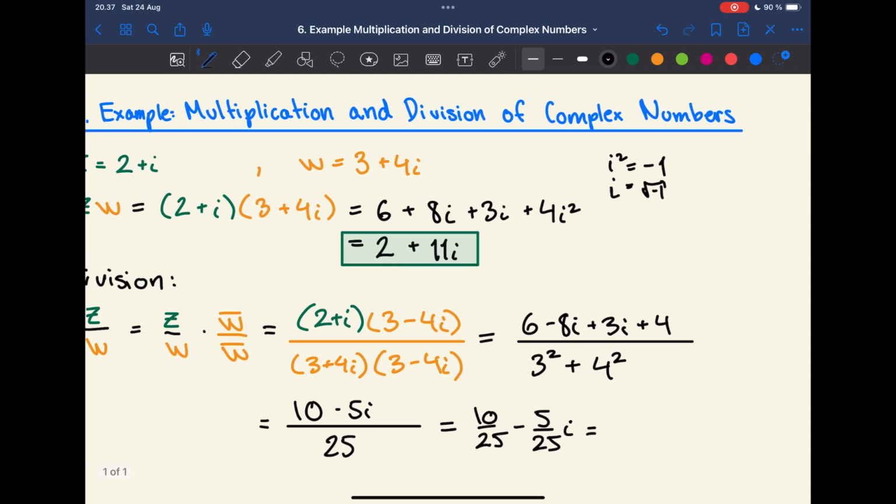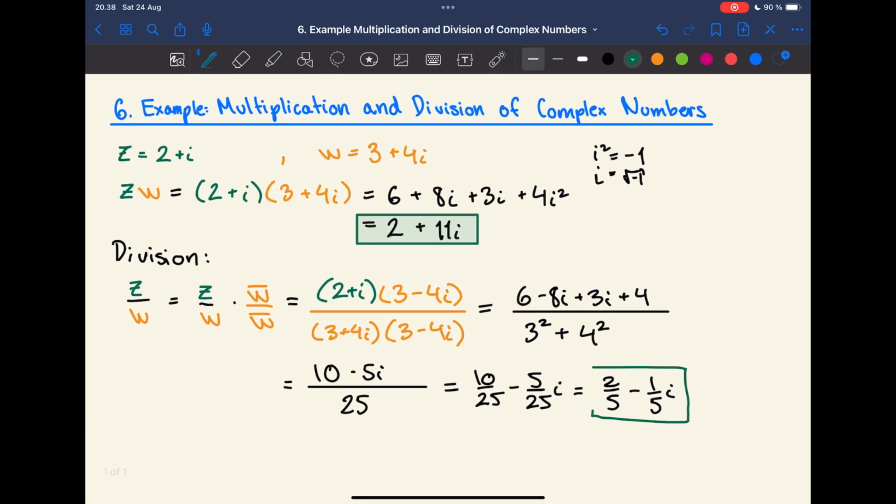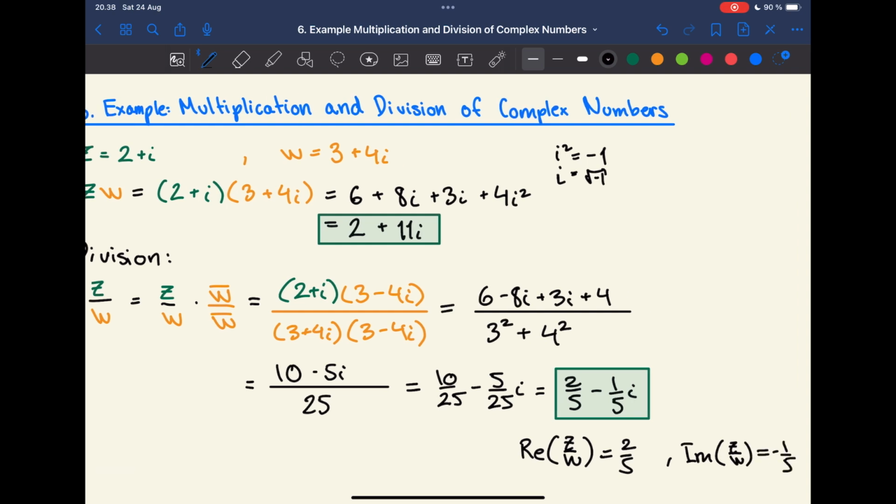And if we want to simplify this even further, then we could say that this is equal to 2/5 minus 1/5, and of course the i is still here. So let me just write that a little better. Like this, perfect. And that would be our result if we had to divide these two complex numbers. And we see that the real part of this fraction would be 2/5, whereas the imaginary part would be minus 1/5. And there you have it.